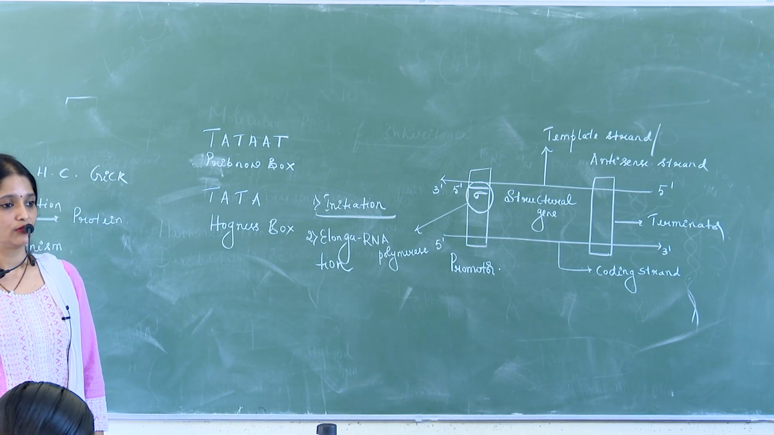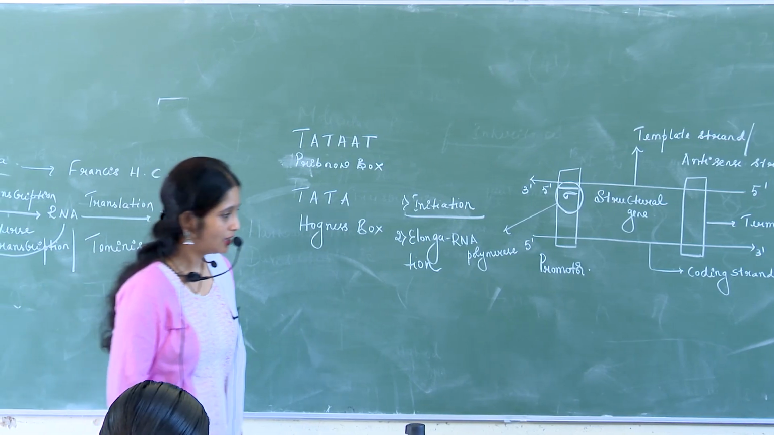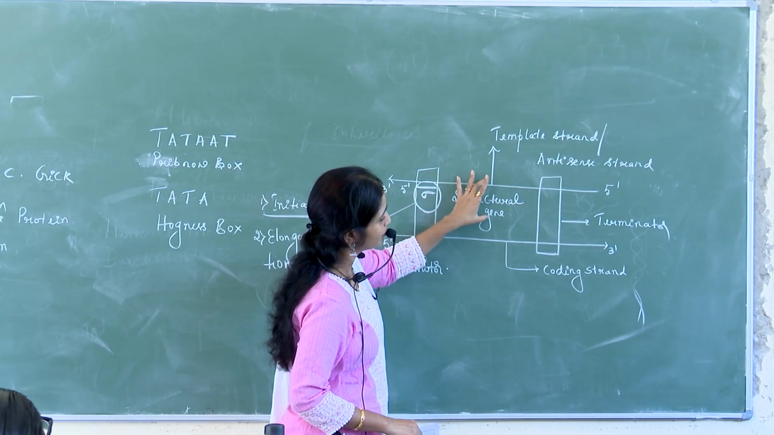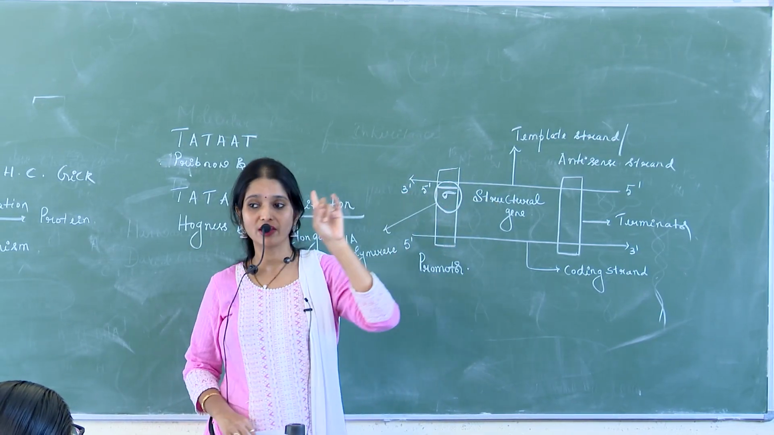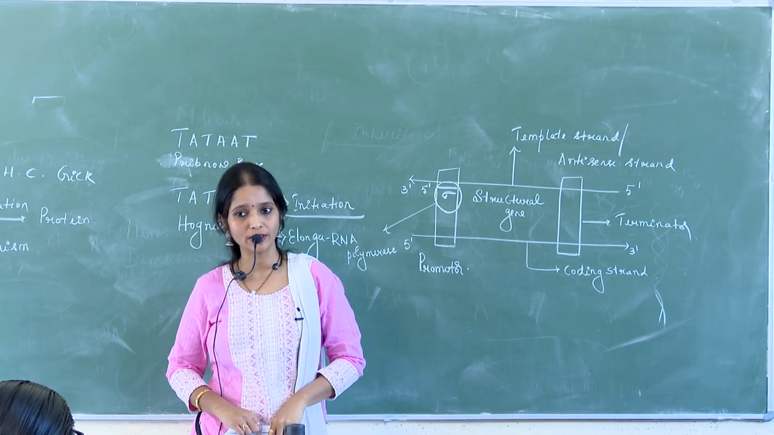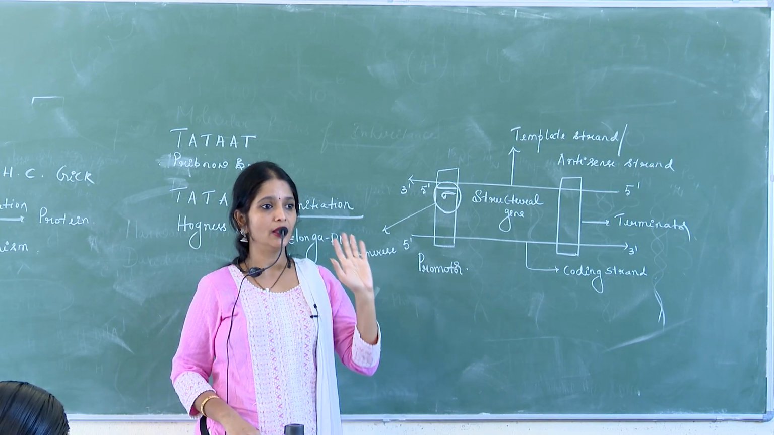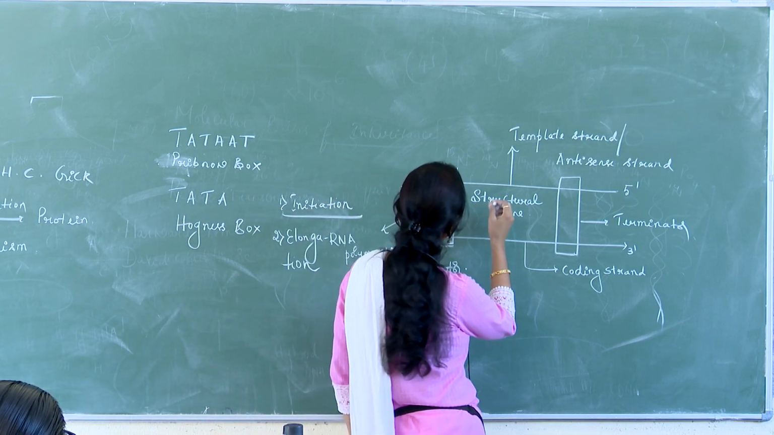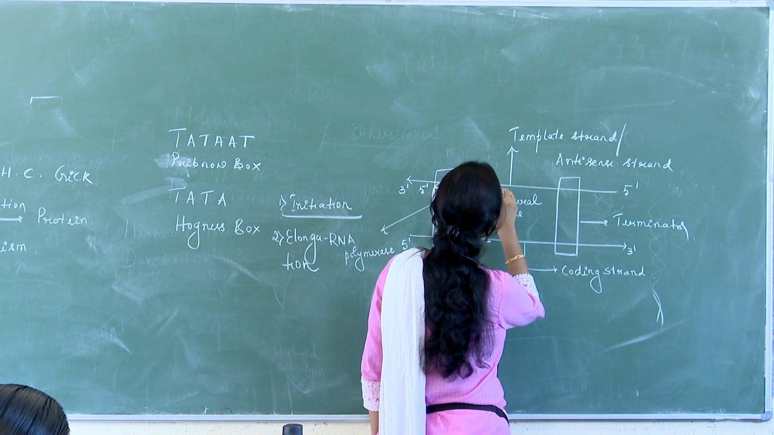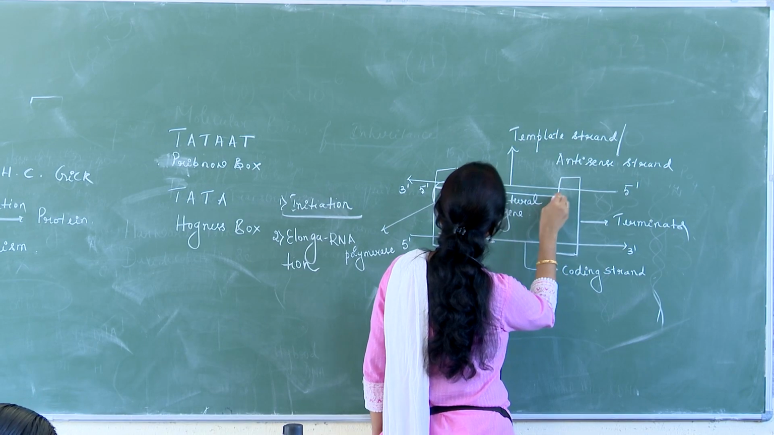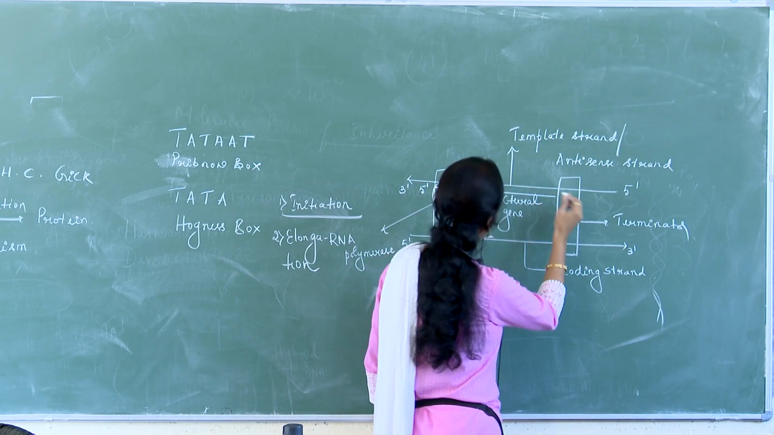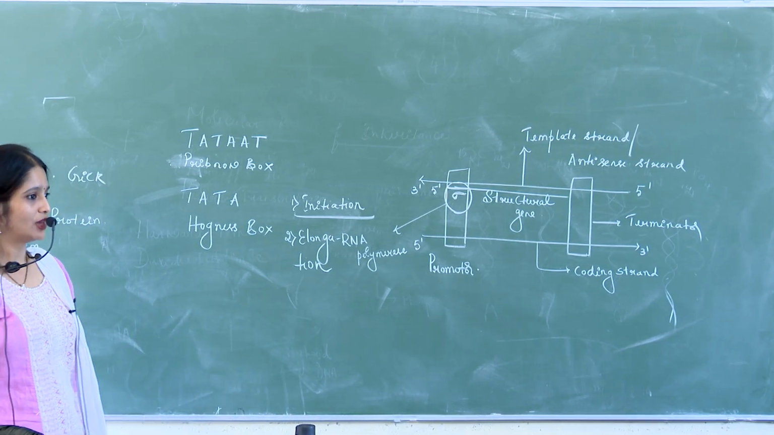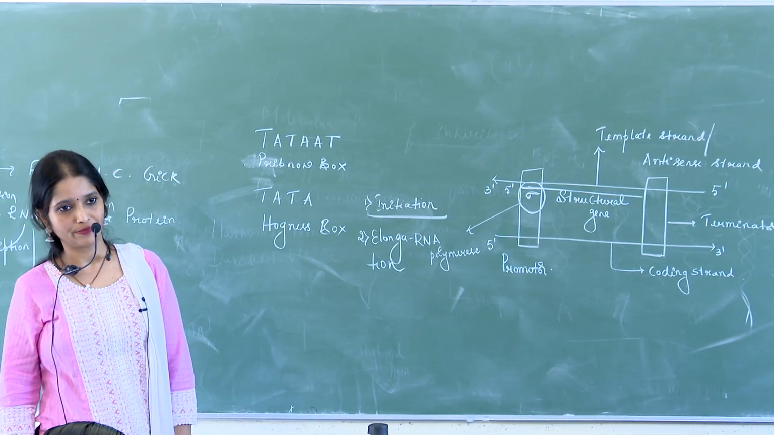Elongation. So what happens during elongation? RNA polymerase enzyme moves on the template strand. Which enzyme? RNA polymerase enzyme, the same enzyme moves on the template strand, and as it moves, what happens? The RNA strand is getting synthesized. The RNA strand keeps getting synthesized. Right? So that is elongation.